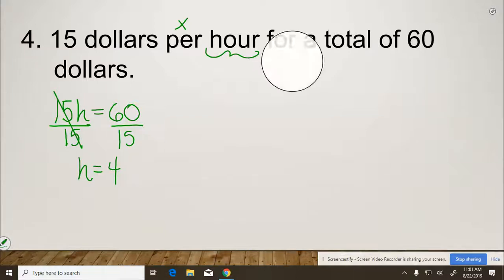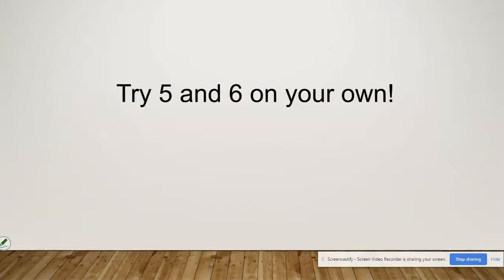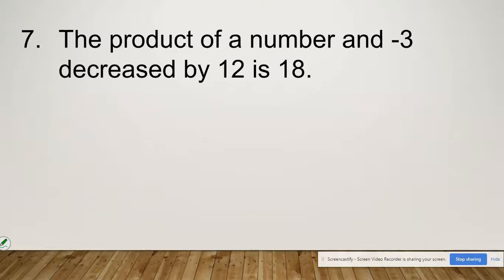Okay, so hopefully you're picking these up. You don't find them too challenging. You're going to do 5 and 6 on your own. You can pause the video now and try them now, or come back to them later. Next one. Now we're going to look at some more challenging ones because they're two-step problems.